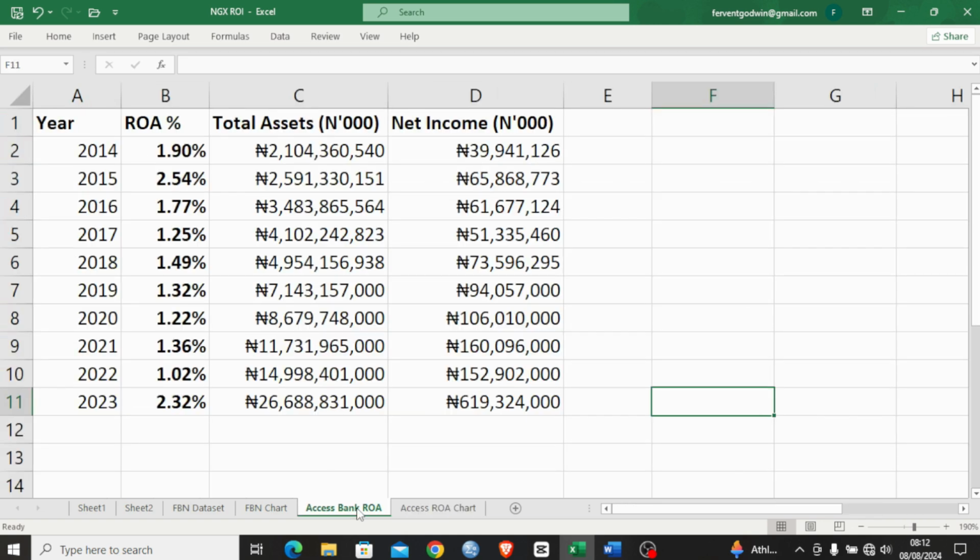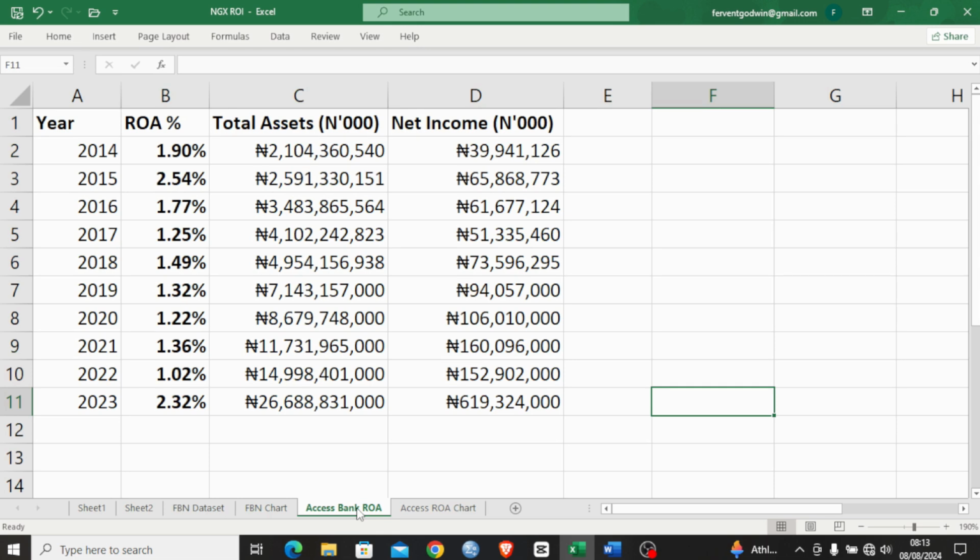So for a quick review, Access Bank is a Nigerian bank, an African bank as well, and it's one of the top banks in the banking industry. And we are taking a look at what their return on assets looks like in the last 10 years.